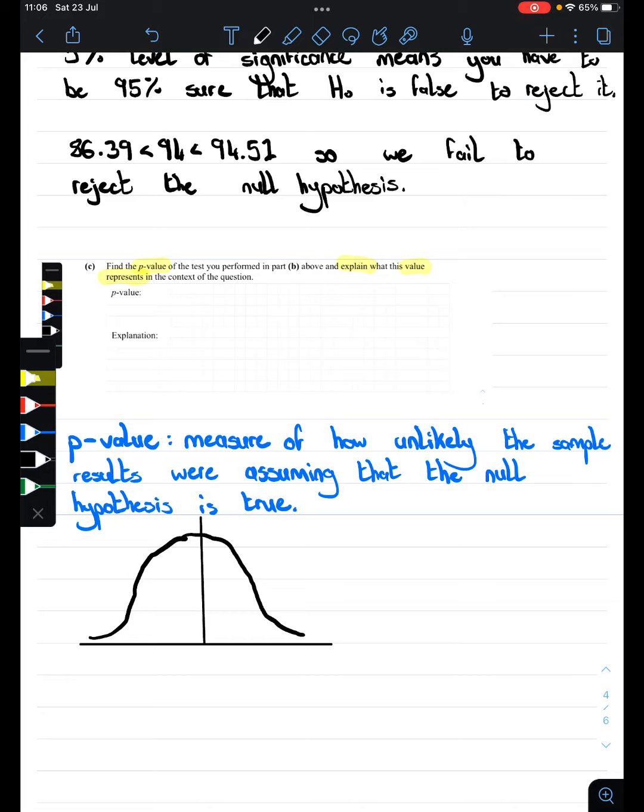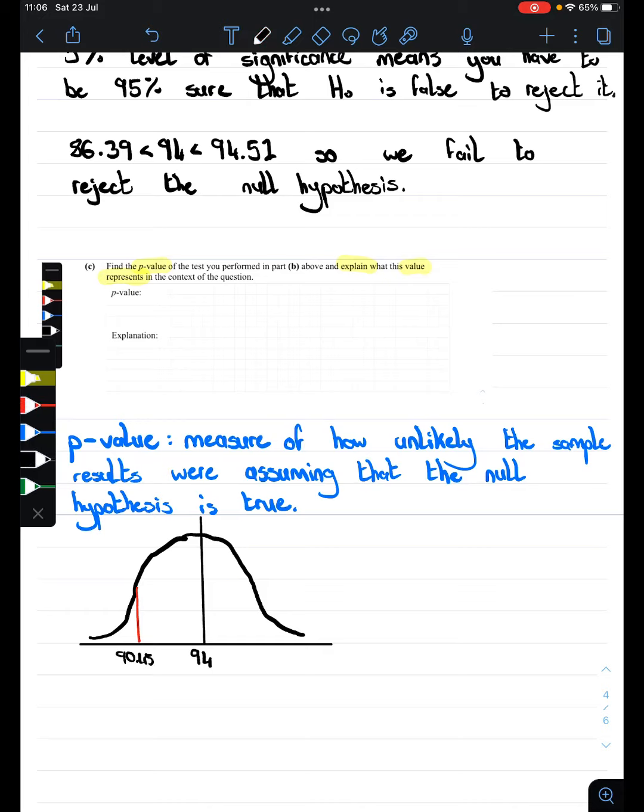apologize for my horrific normal distribution. Okay, so in this case, let's say our mean is 94. Okay, we're assuming that that's the mean. And our result was like 90.45. So let's say it's over here. Let's say it's over here.